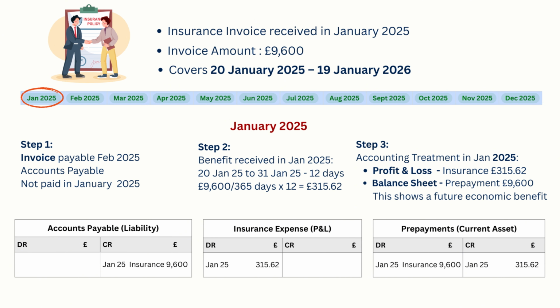Let's deal with January first. Three things matter in accounting: when the invoice is received, when the cash is paid, and when the benefit is consumed. In January, we have the invoice. We have not paid in January. We have only used part of the insurance. Because the insurance does not start on the 1st of the month, we cannot simply divide by 12. We must apportion by days, not months.